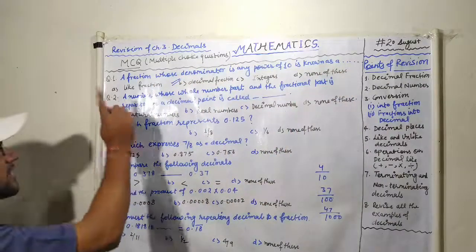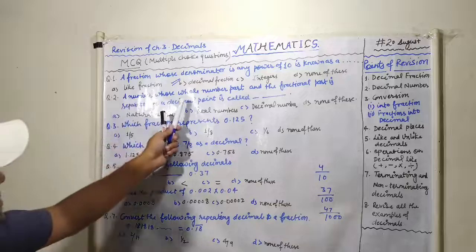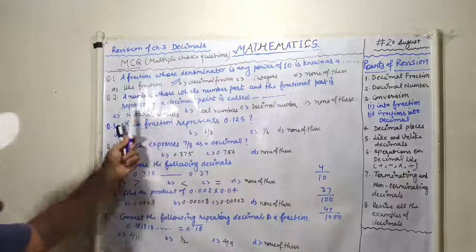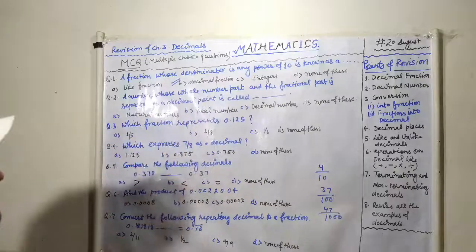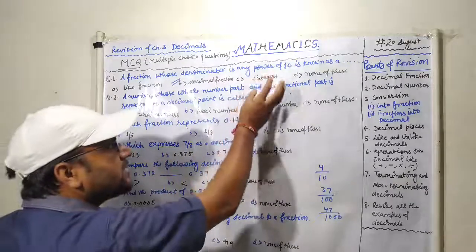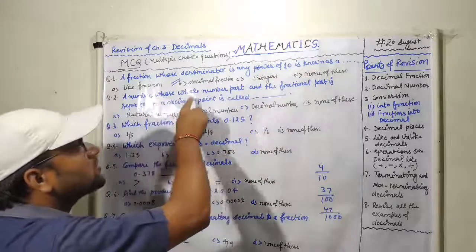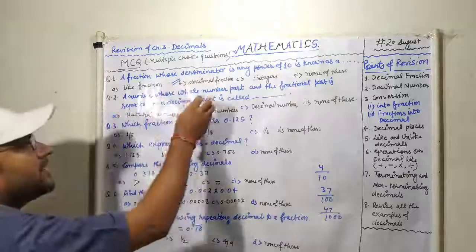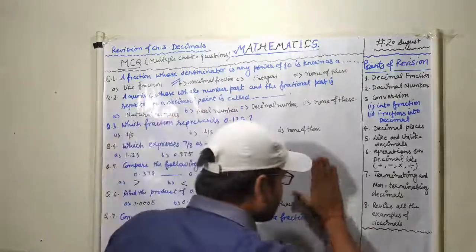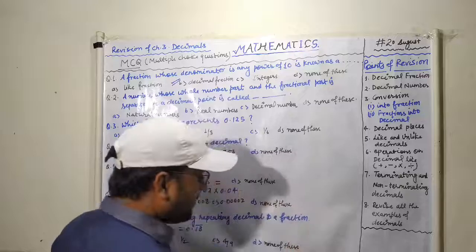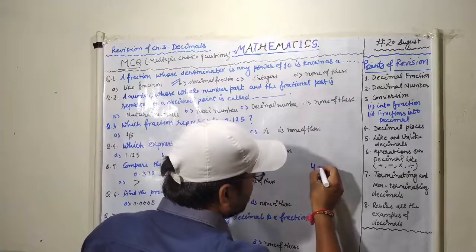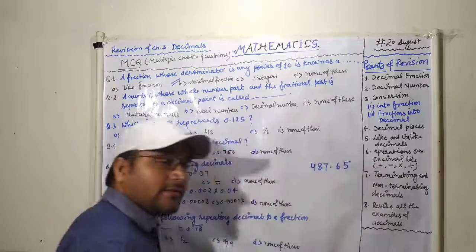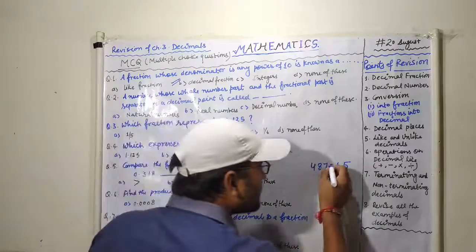Okay students, now the second question. A number whose whole number part and fractional part are separated by a decimal point is called... What is the specific name for this? So suppose, students, a number is written like 487.65. This dot is called a decimal point.